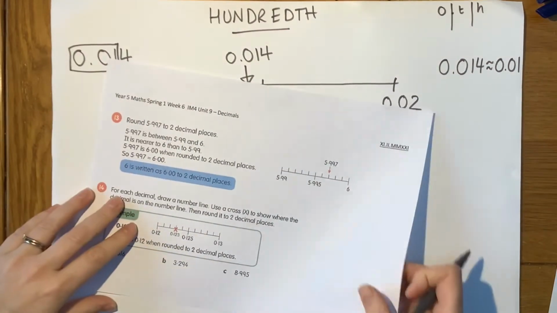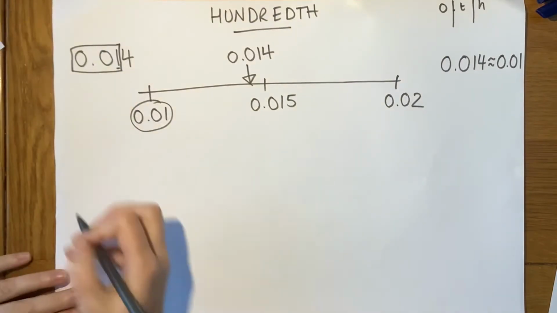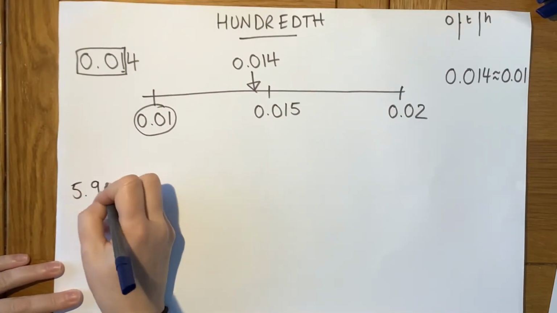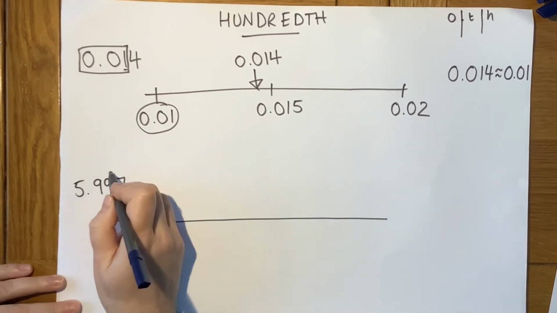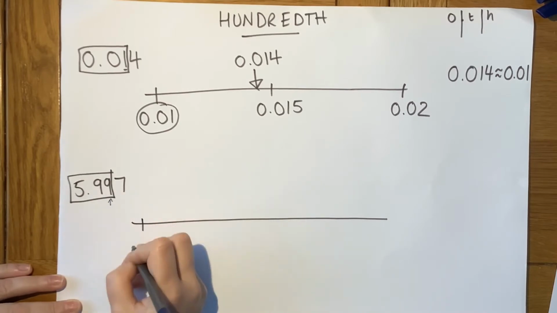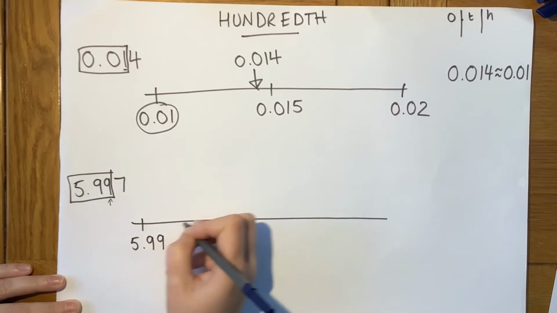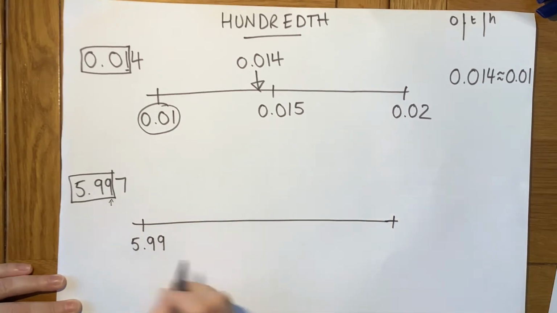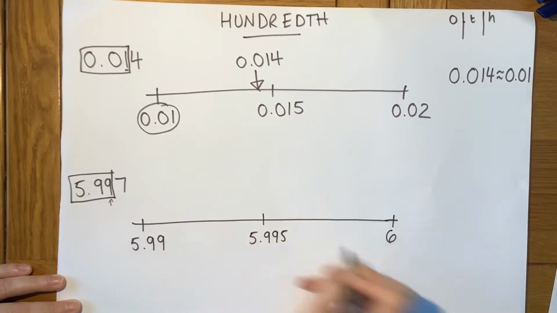Okay. Right. This time, 5.997. Let's have a look then. 5.997. Here's my number line. It's this bit I'm interested in because this is our hundredths. So 5 whole ones, 9 tenths and 9 hundredths. If I add one more hundredth on, I'm obviously going to end up with 100 hundredths, which is a whole one. So 6 is going to go that end, sorry. 5.995 is my halfway point.